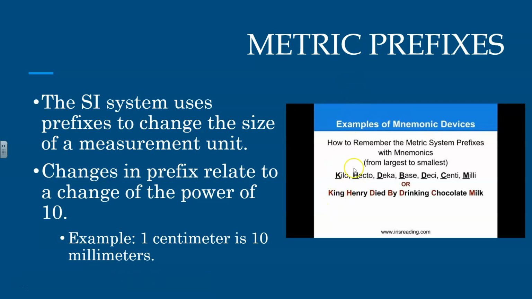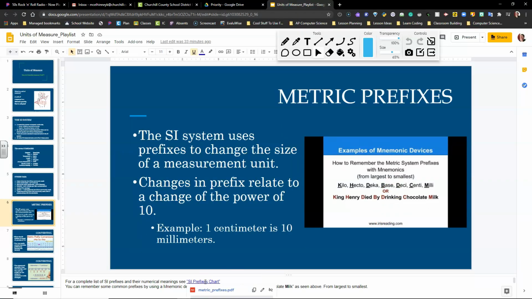And so a mnemonic device that you could use to remember these things is King Henry died by drinking chocolate milk. Sometimes you'll see this with King Henry died unexpectedly, so UN, right? So unexpectedly drinking chocolate milk. And that's because some people say base, some people say unit, okay? And so it's either a B or a U. But mnemonic devices are a great way to remember the order of things. But we will have a prefix chart that we can use to help us convert. And that's connected here in the PowerPoint.